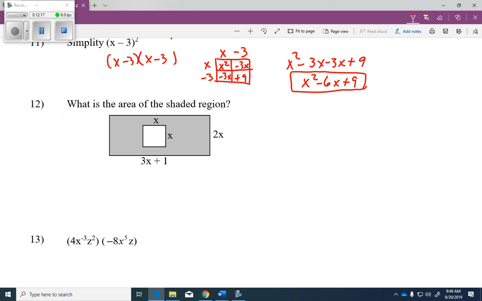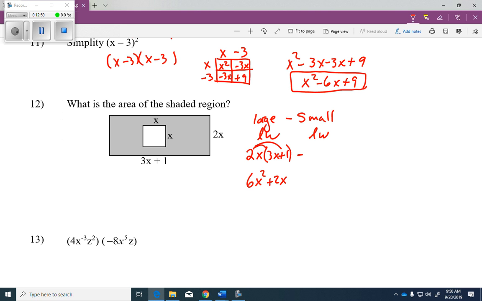You have to find the area of the large rectangle minus the area of the small rectangle. They're both rectangles. Actually, this one's a square if both sides are the same. But anyway, we do length times width to find the area. So the large one is 2x times 3x plus 1. I'm just going to stay with this for a second. I'm using the distributive property. You can use the box method if you choose. We get 6x squared plus 2x.